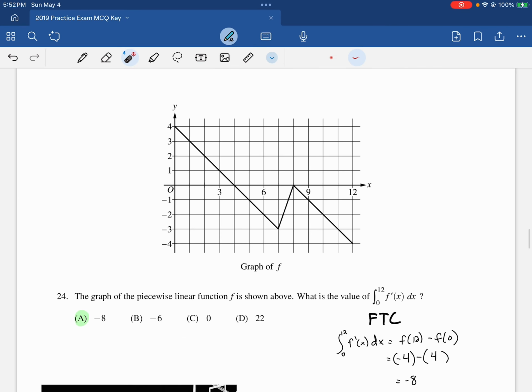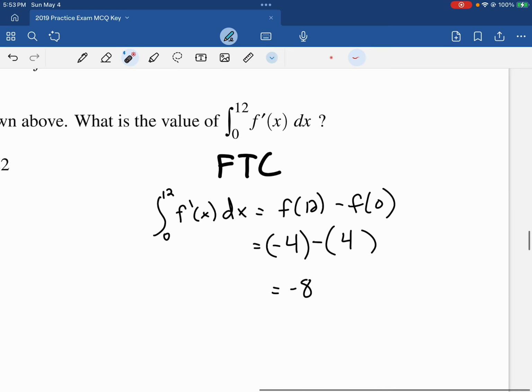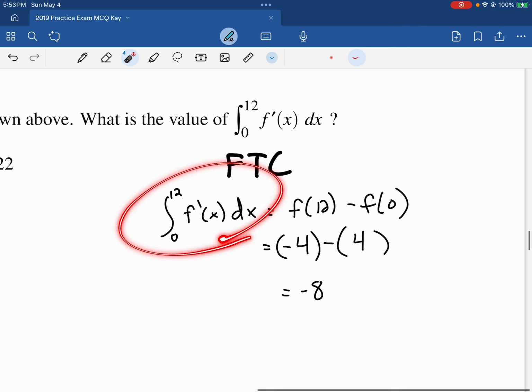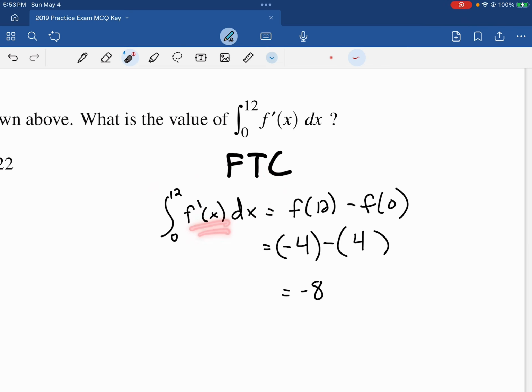24. The graph of the piecewise linear function f is shown above. What is the value of the area under the curve from 0 to 12 of f prime of x dx? This is a fundamental theorem of calculus problem. There are a handful of these on here where you just say the area under the curve from 0 to 12 of a derivative function is the antiderivative of this, which is just f. I drop the prime.